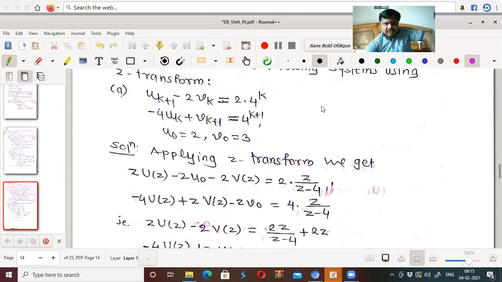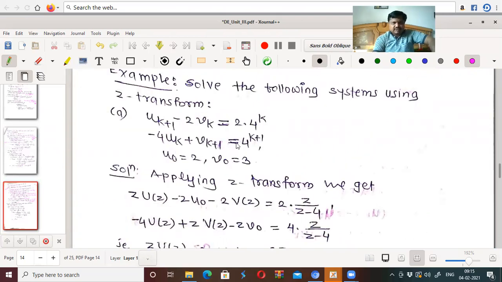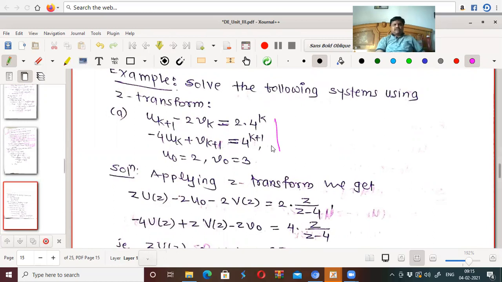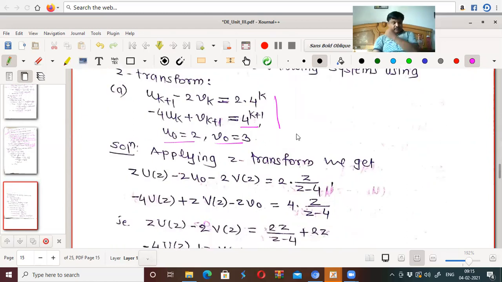Okay, you can also solve a system of equations using z transform, that is u k plus 1 minus 2 v k equal to 2 times 4 to the power k, and minus 4 u k plus v k plus 1 equal to 4 to the power k plus 1, u0 equal to 2, v0 equal to 3. These are conditions. So this is the system of difference equations, first order difference equations in u and v.